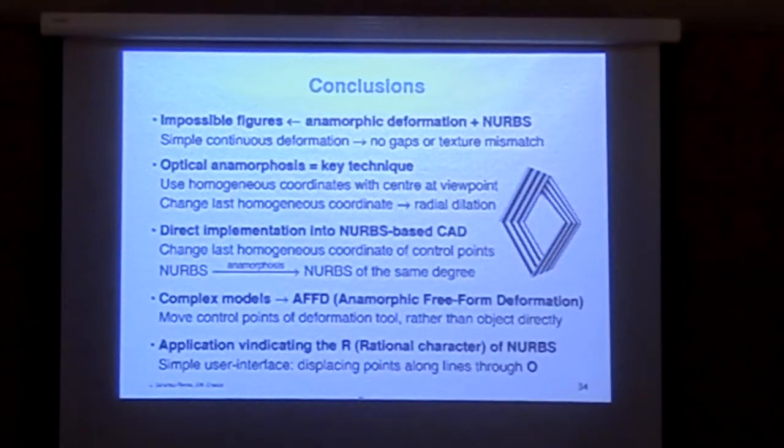So, some conclusions. These impossible figures can be modeled very easily with this anamorphic deformation, very simple mathematically with NURBS. This optical anamorphism is the key technique. You have to use those homogeneous coordinates. It makes everything very simple. And I guess the main contribution of this work is that all this allows a direct implementation into NURBS-based CAD systems. So everything is very simple. You just take the control point, you move it away, and the weight changes in a very simple way.